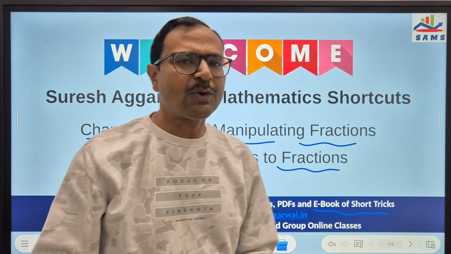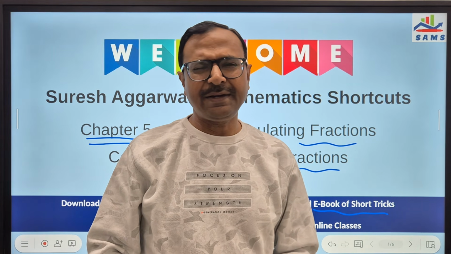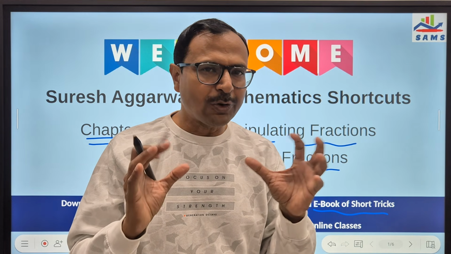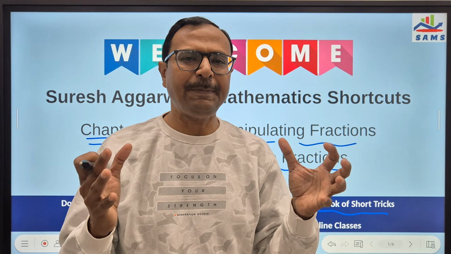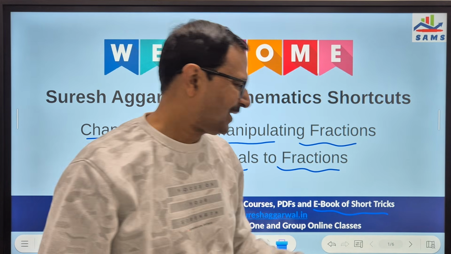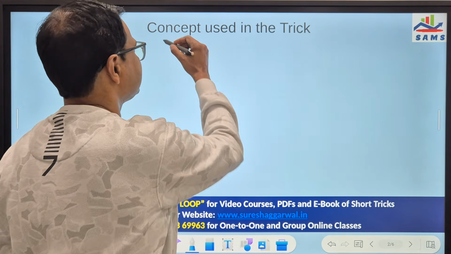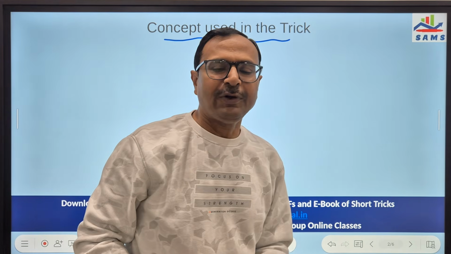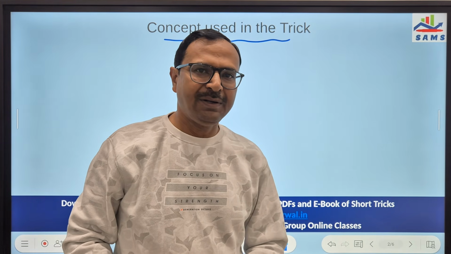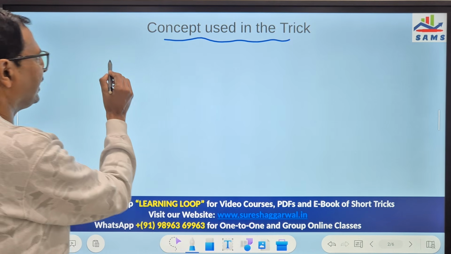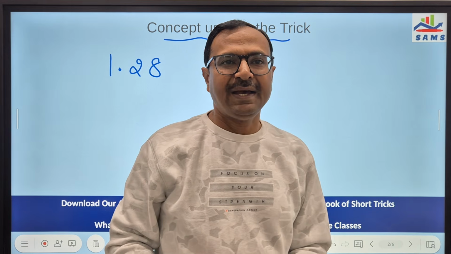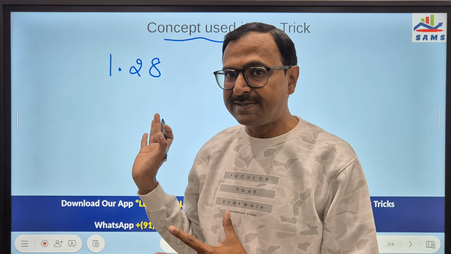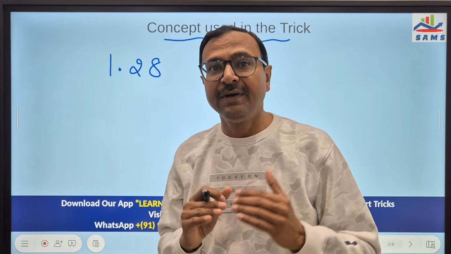So let's understand the concept behind the trick. So I'll take a very simple example and tell you the concept, and after that we will work on some typical long questions. Okay, so let's see the concept used in the trick. For that, I'll take a very simple example of 1.28. Now 1.28 actually is a decimal which contains two decimal places, that means two digits after the decimal.